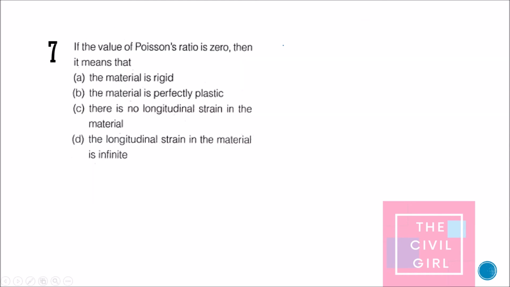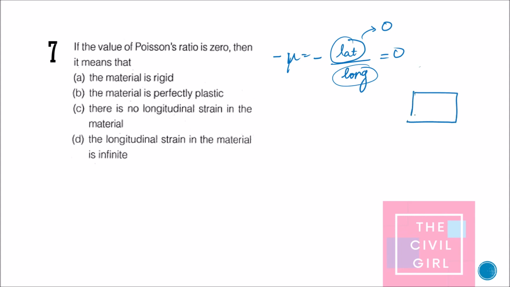Next question, if the value of Poisson's ratio is 0, then what does that mean? So what is Poisson's ratio? It is equal to negative value of lateral strain by longitudinal strain. This means if Poisson's ratio is 0, then lateral strain is equal to 0. Longitudinal, it may or may not be equal to 0. So what does it mean when the lateral strain is 0?